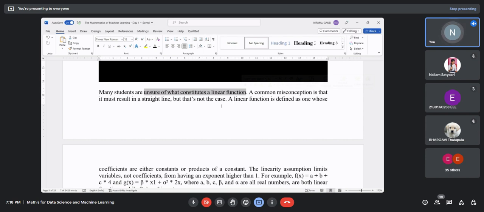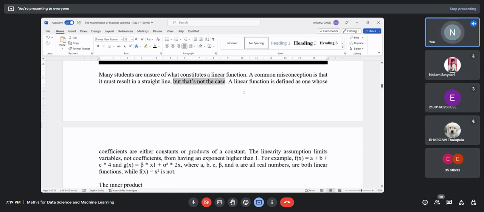Okay, we have studied the scalar, we have studied the vectors. And there is some issue with students misunderstanding this. Many students are unaware of what a linear function means. The common misconception is that it must result in a straight line. So a linear function means a straight line, because there is a linear term. Straight line means y equal to mx plus c, or ax plus by plus c equal to 0. So linear means linear equation. But that's not the case.